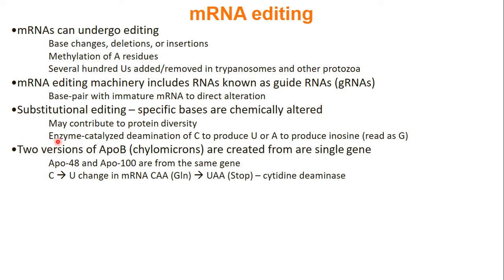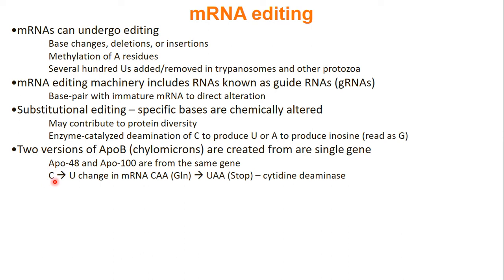An example would be an enzyme that deaminates C to make a U, or A to make inosine, which is read as G. A real example of this is with ApoB, chylomicrons, which we already talked about this semester. Two different ApoB proteins are made from the single gene. Those are ApoB48 and ApoB100. And the way that we can get two proteins from one gene is that we do that enzyme-catalyzed deamination.